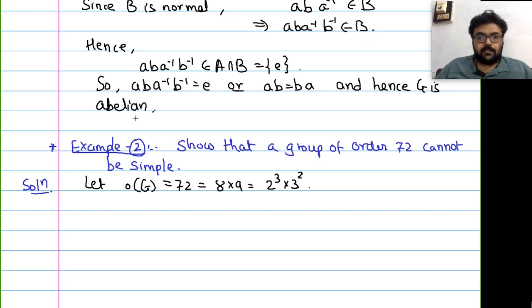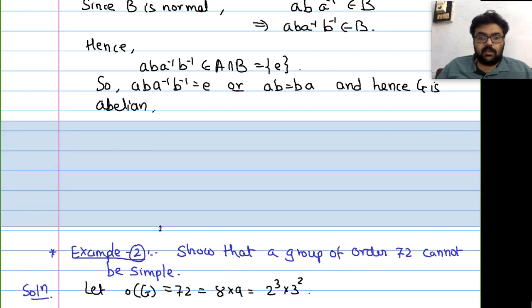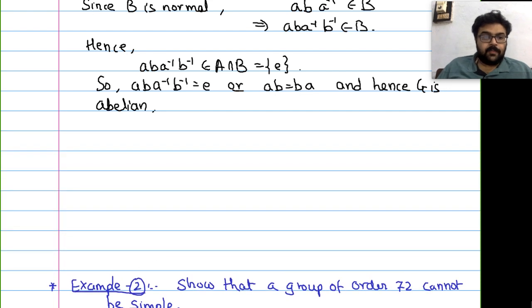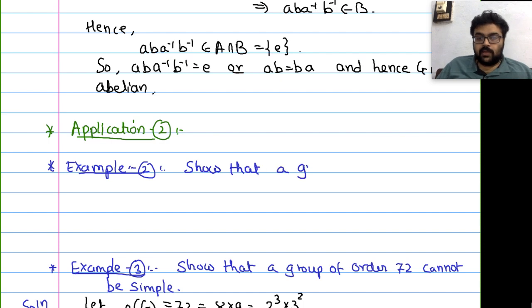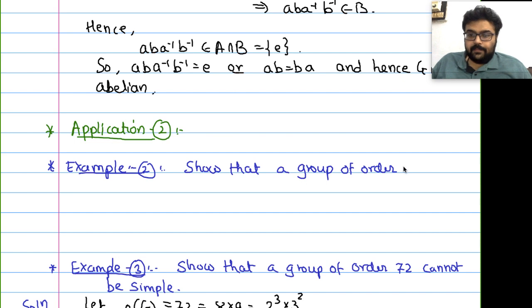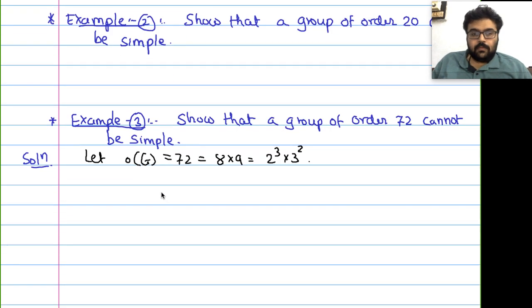Let us introduce an easier example. Let me keep this as example number 3. Sylow theorems, application number 2, and let us consider example number 2. Show that a group of order, let me think one moment, yeah, we can take 20. A group of order 20 cannot be simple.